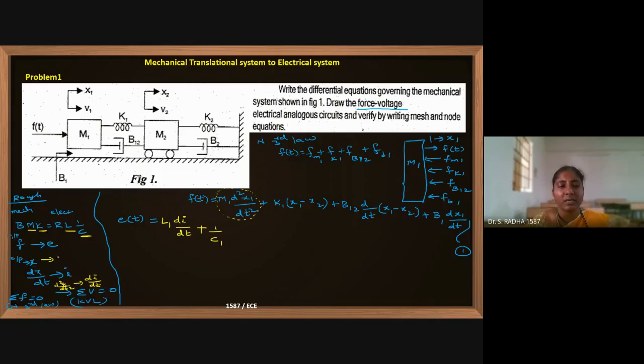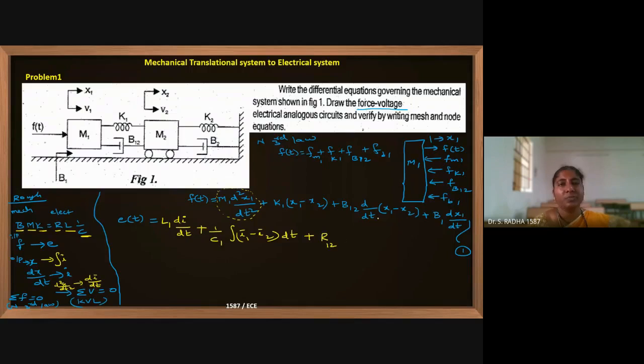So x is nothing but integration of current. Now I am writing integration of I1 minus I2. And if I have integration, I should use the parameter. For derivation, I am using dt, the time parameter, so integration also uses the same parameter. Plus B12. B means R, so I will write R12.